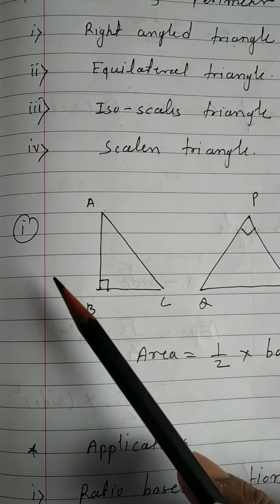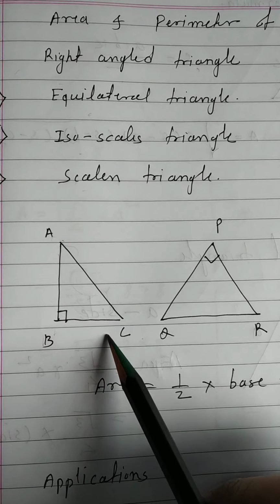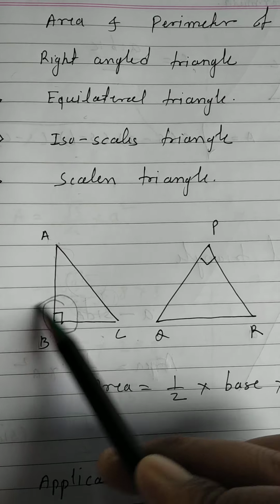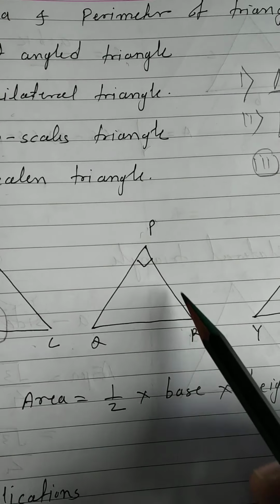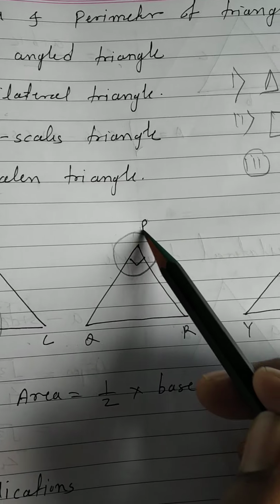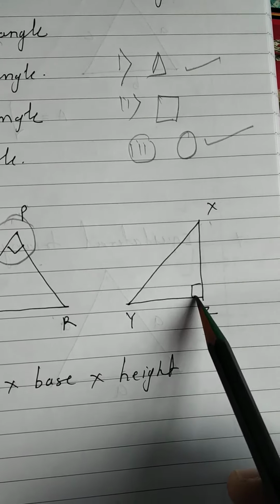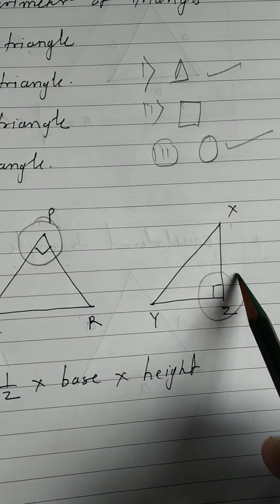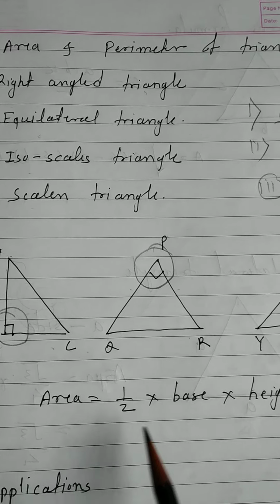First of all, we'll go for right angle triangle. Now, if you see ABC is a right angle triangle, where AB and BC are the sides that include the right angle. If you go for triangle PQR, then here PQ and PR are the two sides that include the right angle. If you go for this triangle XYZ, then XZ and YZ include the right angle.